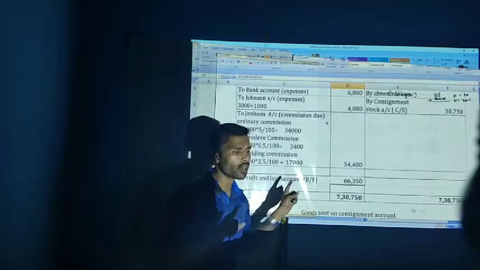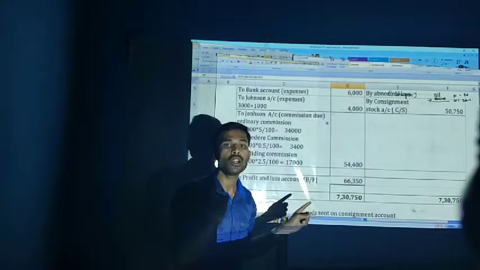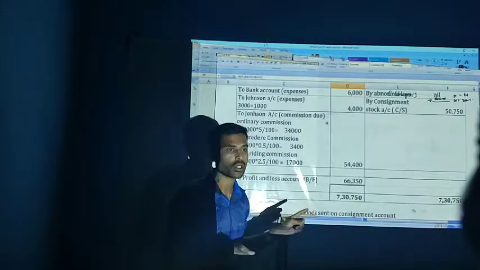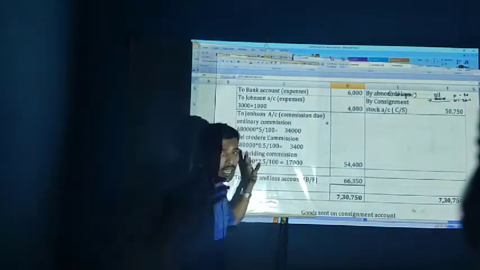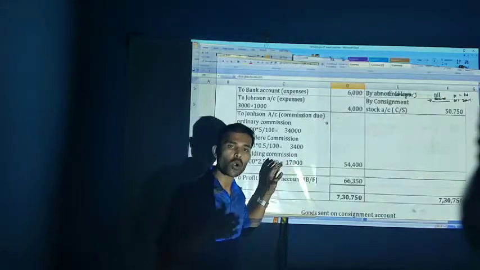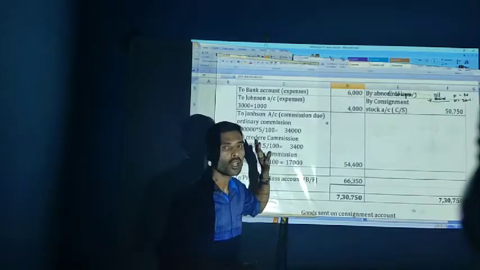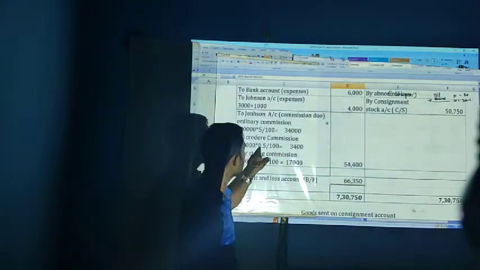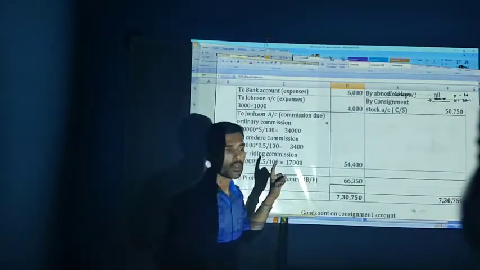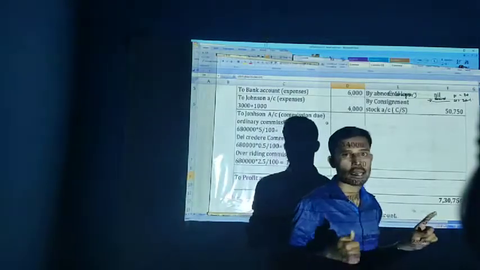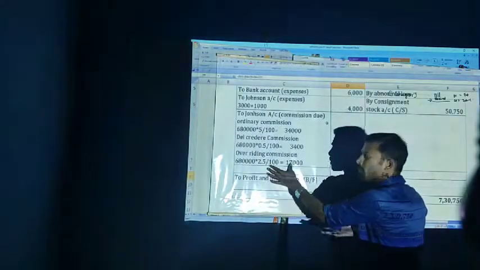Normally, del credere commission also will be payable on total sales. If in a problem particularly they say on credit sales, in such a situation we have to calculate the commission on credit sales. In an upcoming problem I will show how to calculate the del credere commission on credit sales. In this problem, it is payable on total sales. 6,80,000 into 0.5%, that is 3,400. And overriding commission, you know that overriding commission is the commission paid to the consignee on the surplus amount, but in this problem it is payable on total sales.